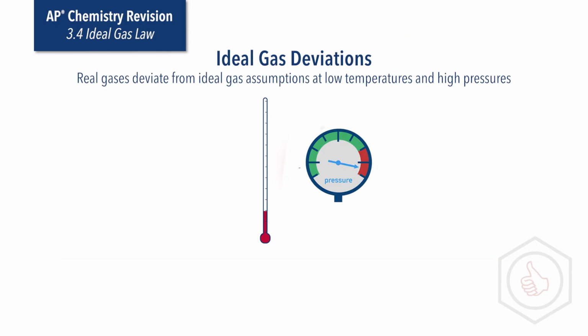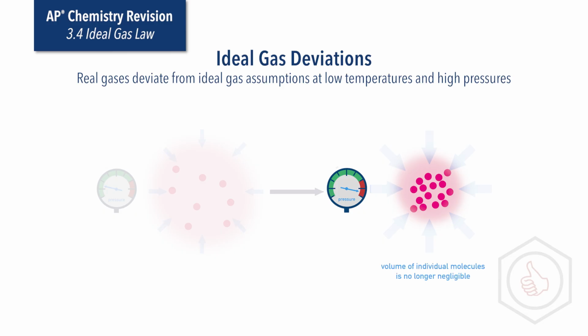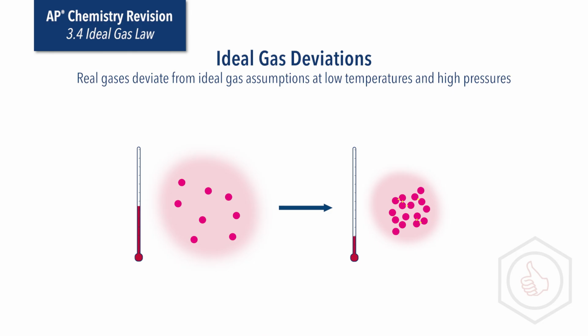This is because at high pressures, the actual space that gas particles occupy becomes significant. We can't ignore it, meaning their individual volume is no longer negligible. And at low temperatures, attractive intermolecular forces between the gas particles become significant, making gas particles more likely to stick together. However, these are quite extreme conditions for the exceptions. For nearly all everyday chemistry, real gases follow ideal gas behavior nearly perfectly.